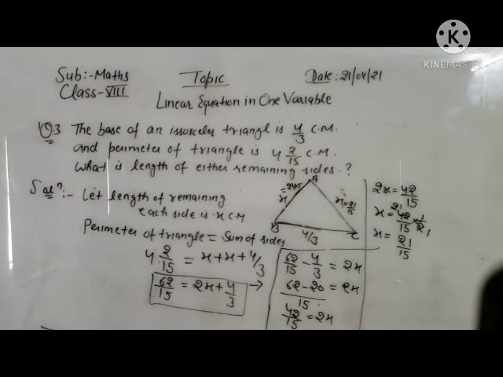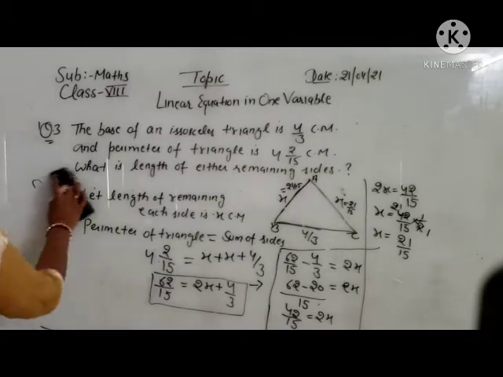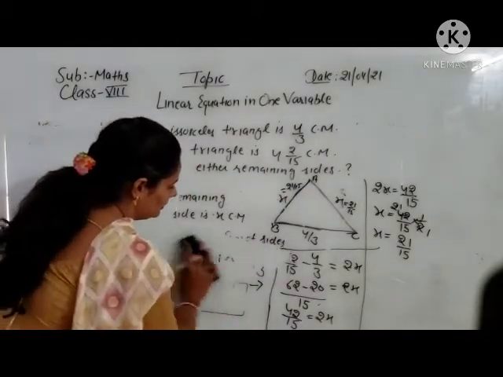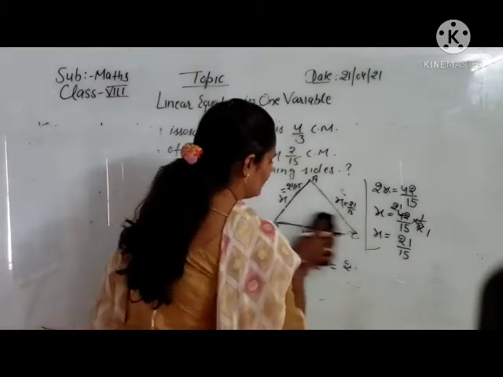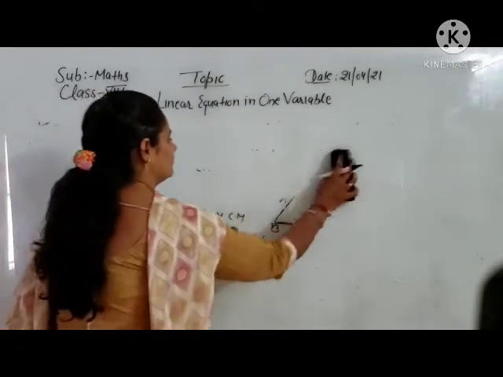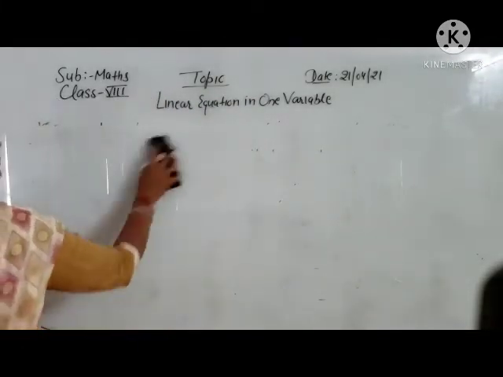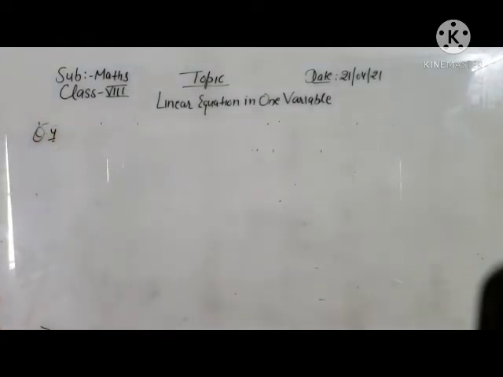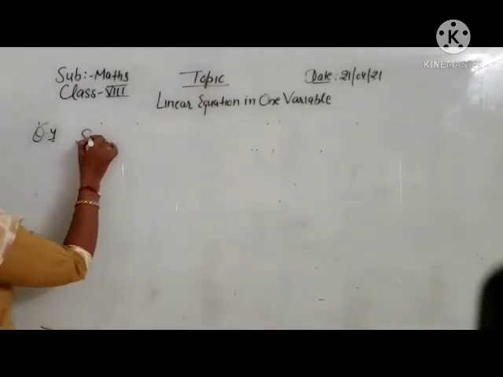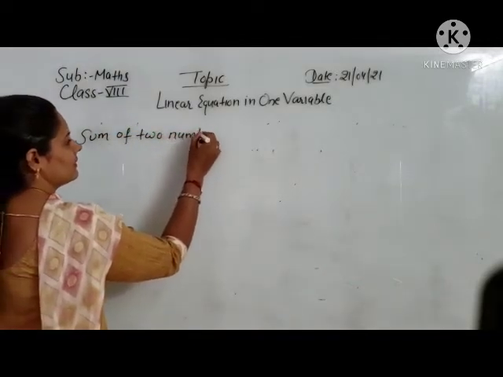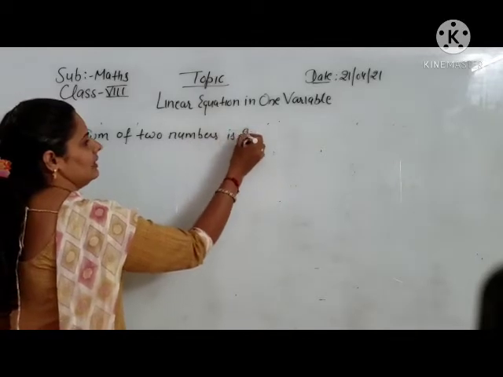Now we will start question number 4. Next question. Question number 4. So what is question number 4? Sum of two numbers is 95.